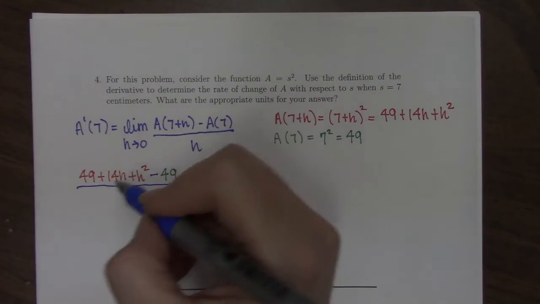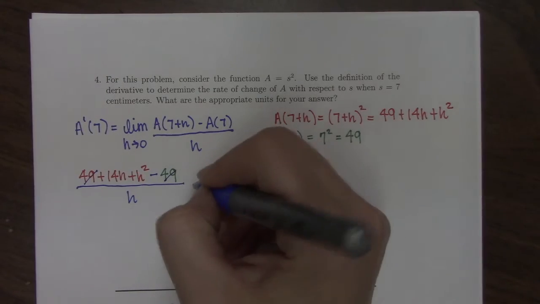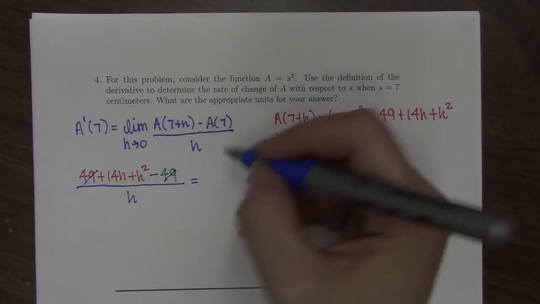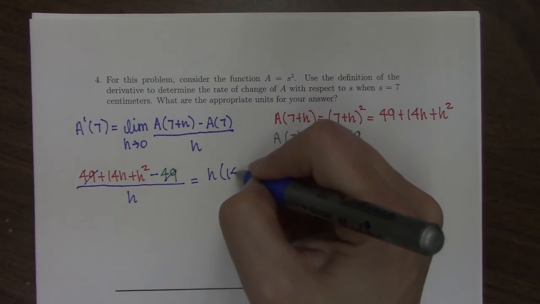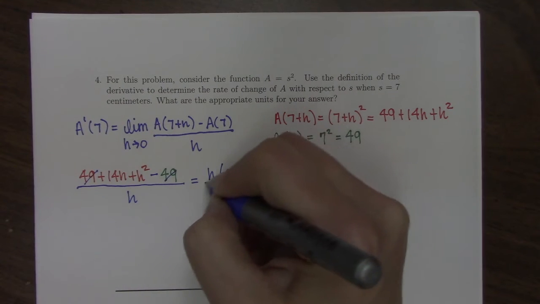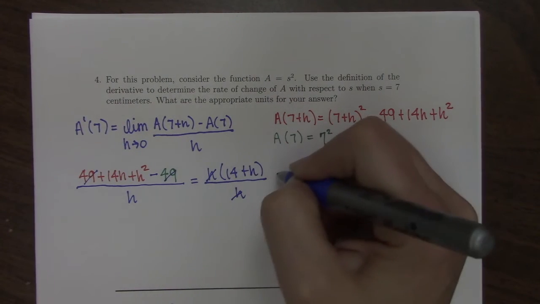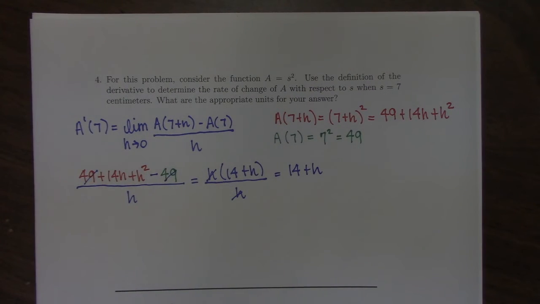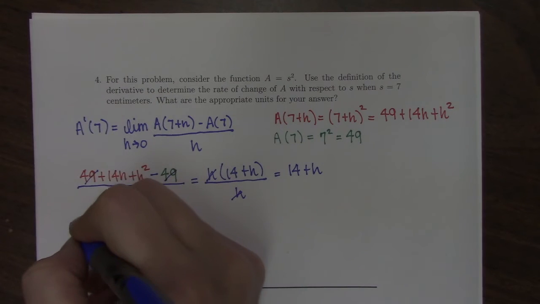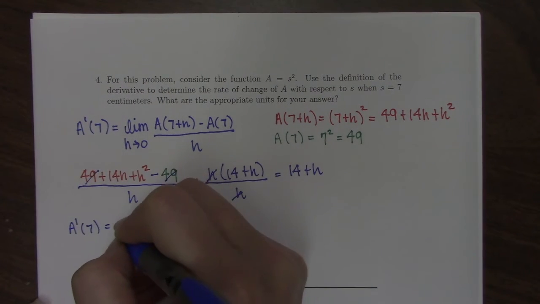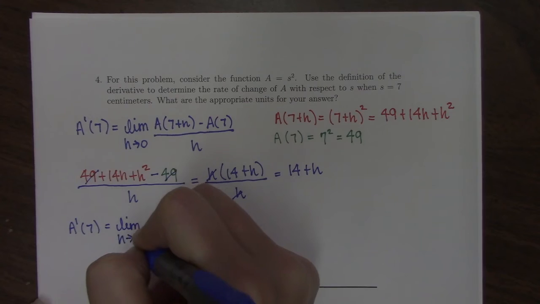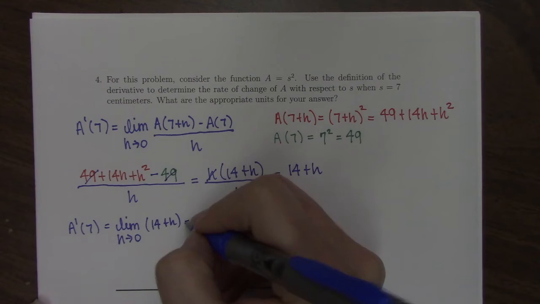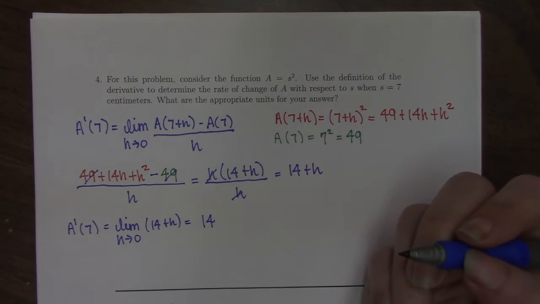So in the numerator, 49 minus 49 makes that disappear. All my remaining terms have an h in them, so I can factor that h out front. And now I can cancel these two h's. So now this is going to be much easier for me to evaluate my limit. So a prime of 7 is going to be the limit as h goes to 0 of 14 plus h. So this I can do through direct substitution, and the answer is 14.